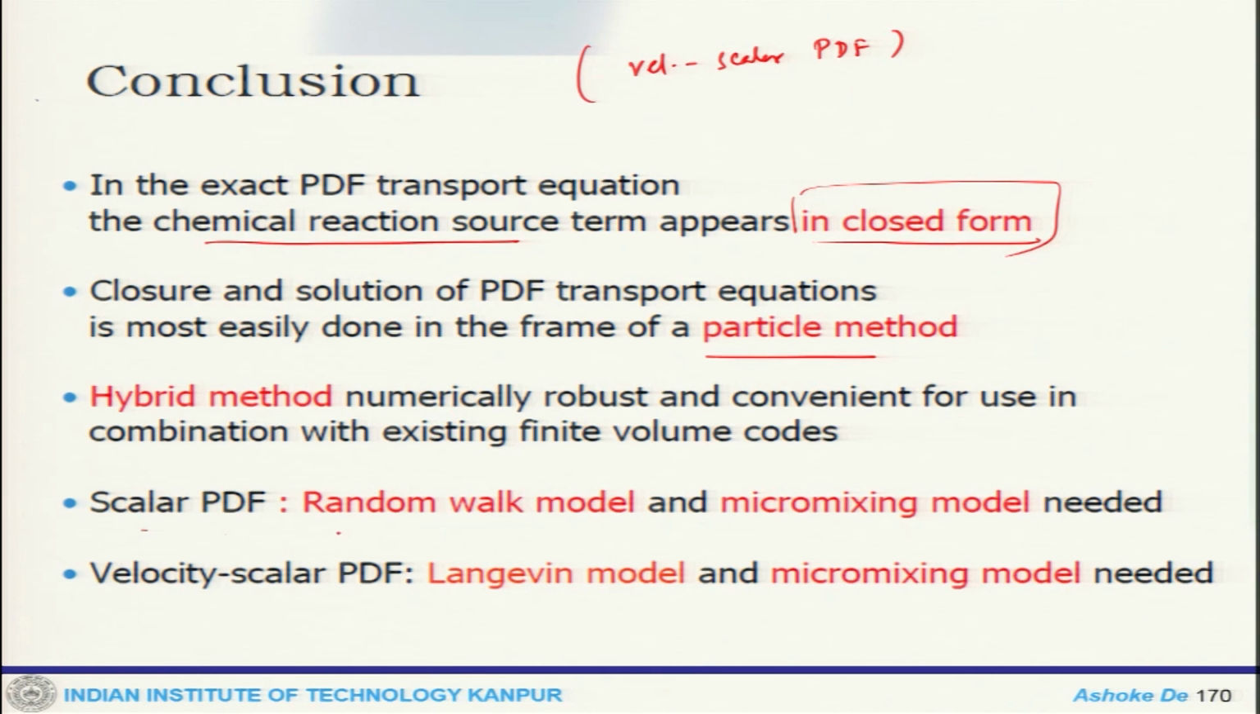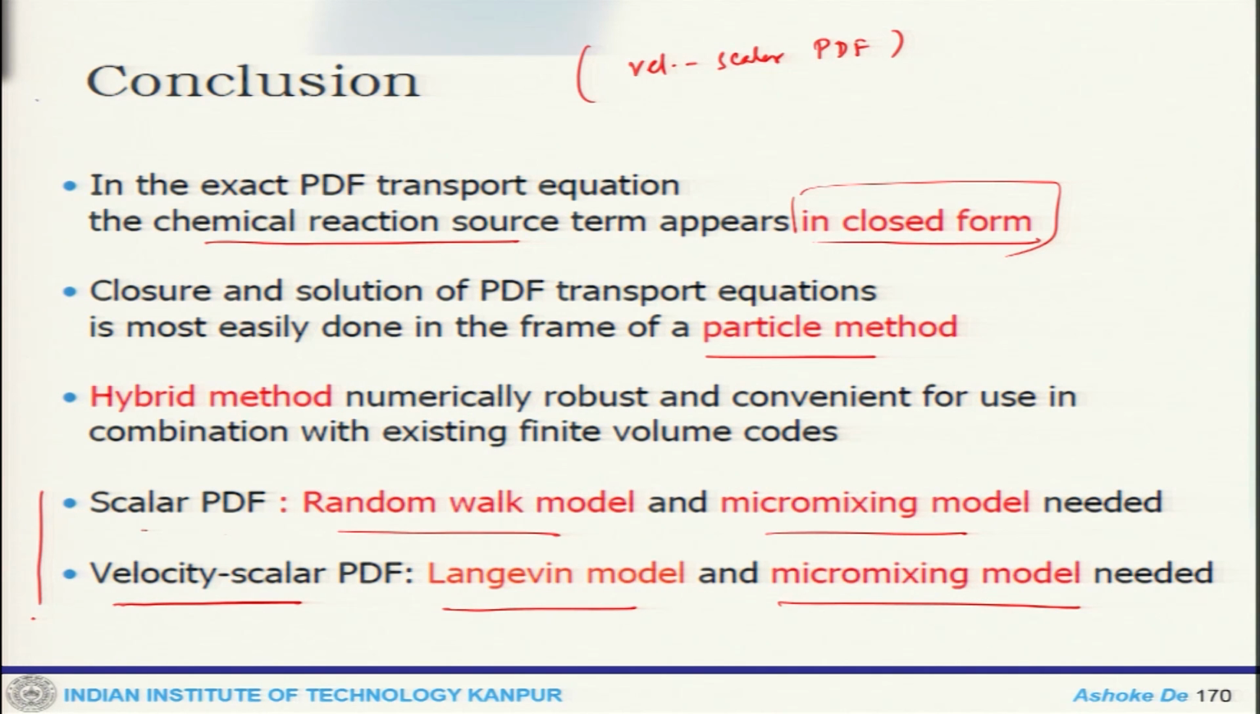Then in scalar PDF you need a random walk model and a micromixing model, whereas in velocity scalar PDF you require a Langevin model and a micromixing model. That will close the terms which are unclosed in the system.